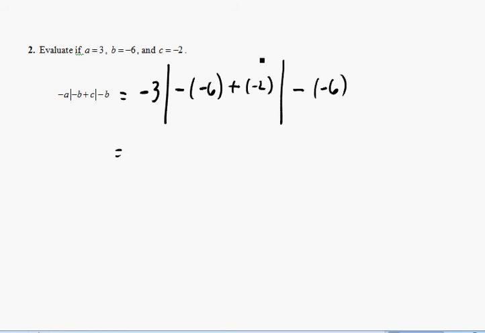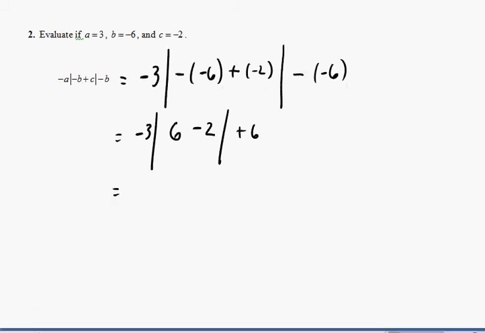Let's start by simplifying the inside of the absolute value. So we still have negative 3 times. The opposite of a negative 6 would be positive 6. And adding a negative is the same as subtracting. I will also rewrite the minus negative 6 as plus 6. So in the inside of the absolute value we have 6 minus 2, which is 4.